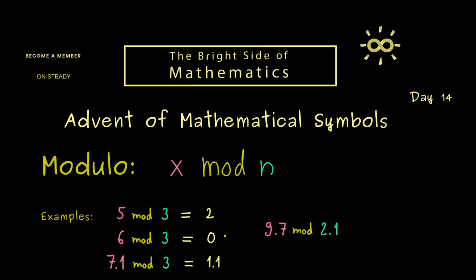So maybe I should also explain this with an example. So let's consider 9.7 mod 2.1. So first, let's subtract 2.1 here. So we get 7.6. So let's do it again, and then we get 5.5. Of course, we do it again, and then we get 3.4. And then in the last step, we finally get 1.3. Which is of course less than 2.1. Hence, this is our result here.